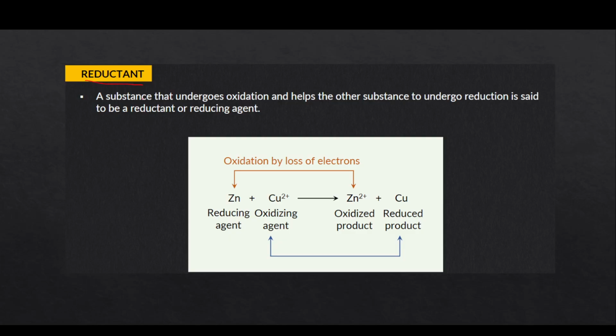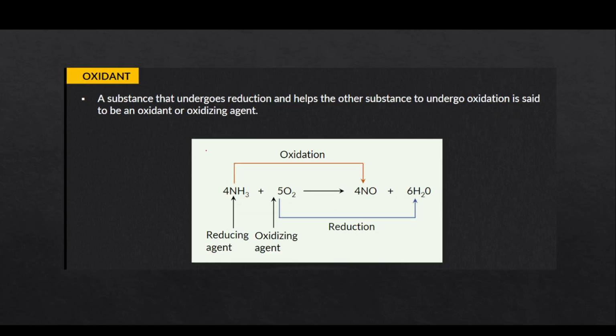Then a reductant is a substance that undergoes oxidation and helps another substance to undergo reduction. Like here zinc is losing electrons, right? So this is oxidation. Okay, and here an oxidant is a substance that undergoes reduction and helps another substance to undergo oxidation, and this is also called an oxidizing agent.